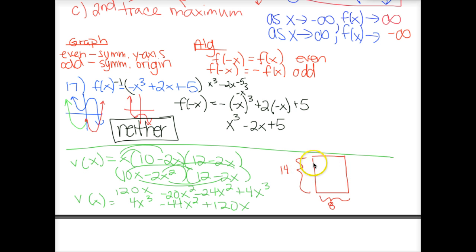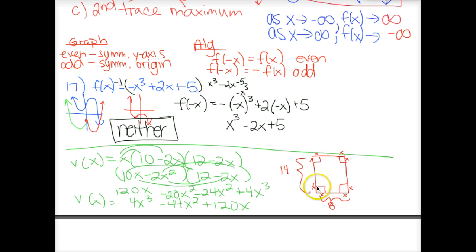It says you're cutting out squares out of the corners, and we don't know how big that is, which means if it's square that both the sides have to be x. And of course, they're all the same. This visual is really important. You should always draw a picture if possible, because this is how we get the volume function.